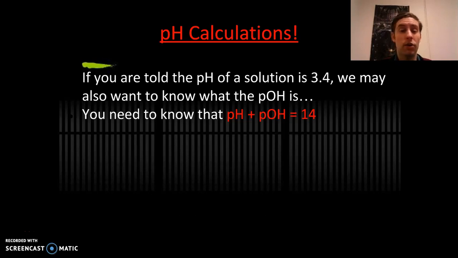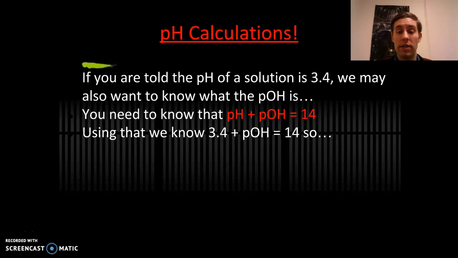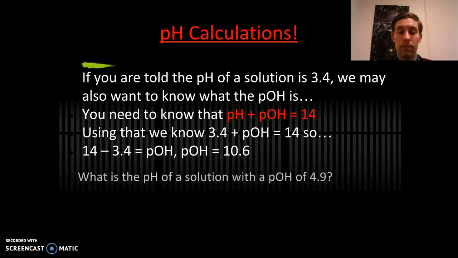If we know pH equals 3.4, and we know they have to add up to 14, we just have to do a little bit of subtraction, and we get pOH equals 10.6. That'd be a useful and easy one to know.